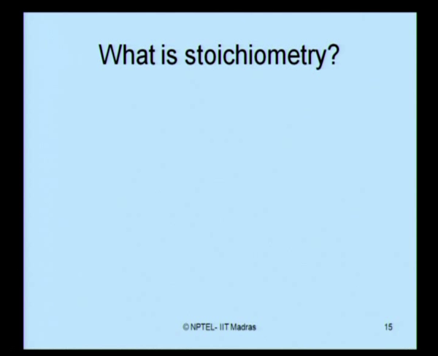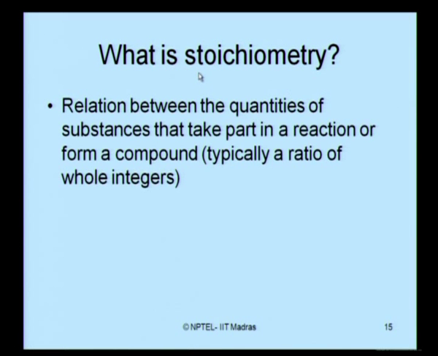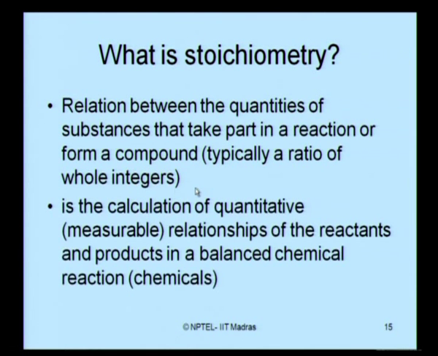This may make you wonder what stoichiometry is. Stoichiometry is a relationship between the quantities of substances that take part in a reaction or form a compound. Typically it is a ratio of whole integers. Actually, it is a calculation of the quantitative relationship of the reactants and the products in a balanced chemical reaction.